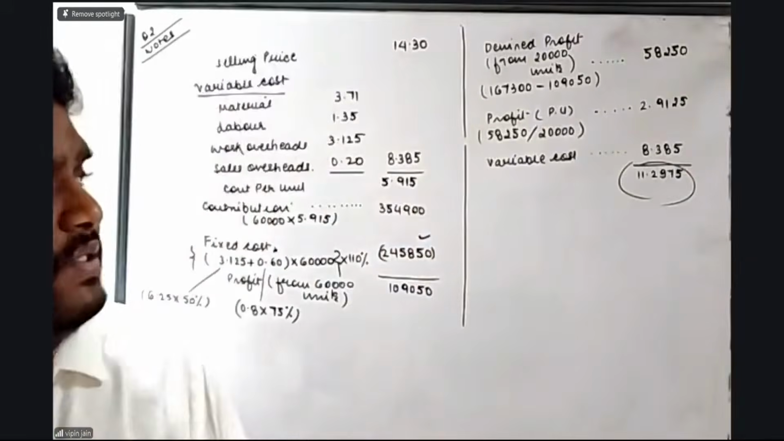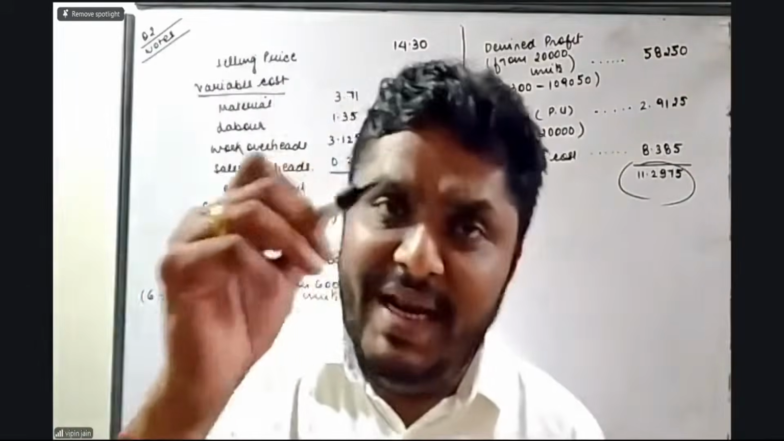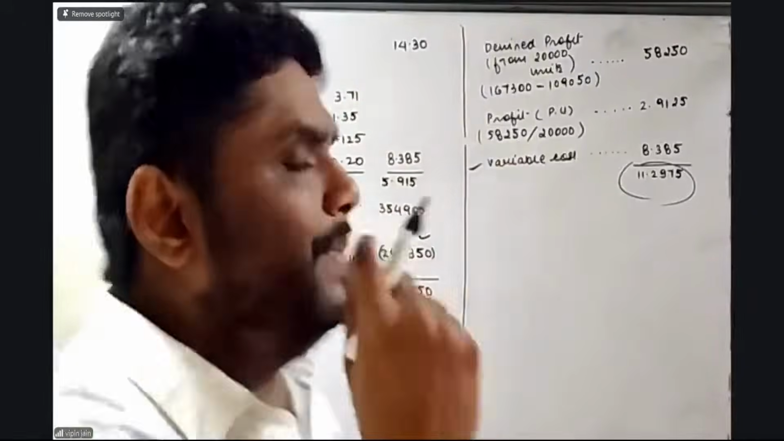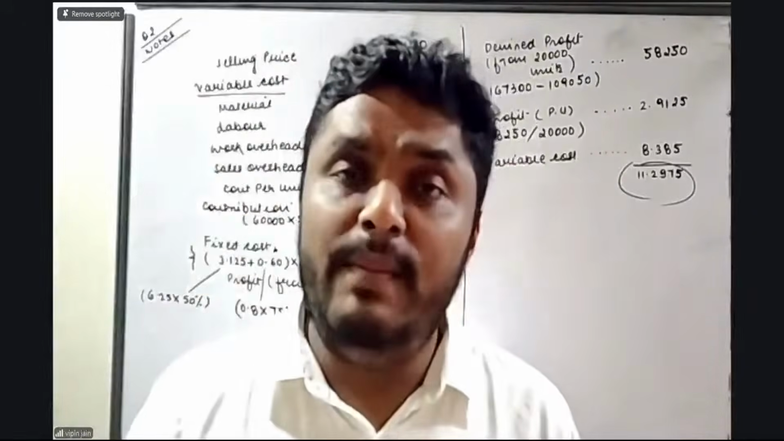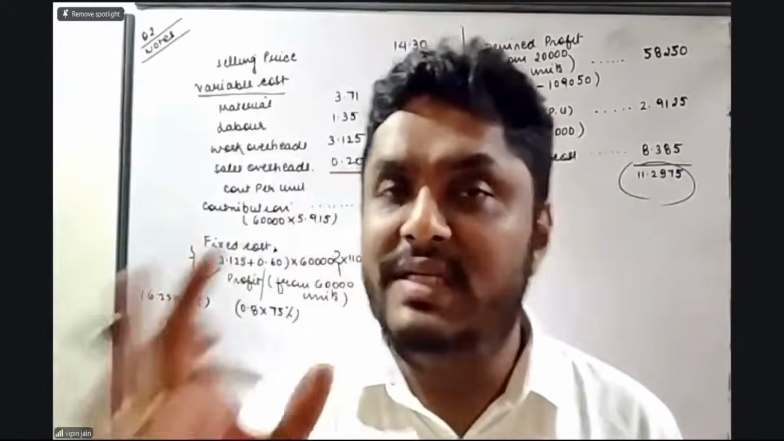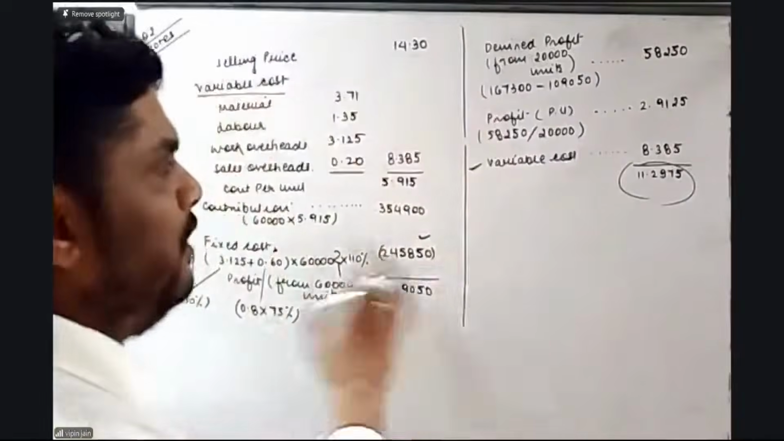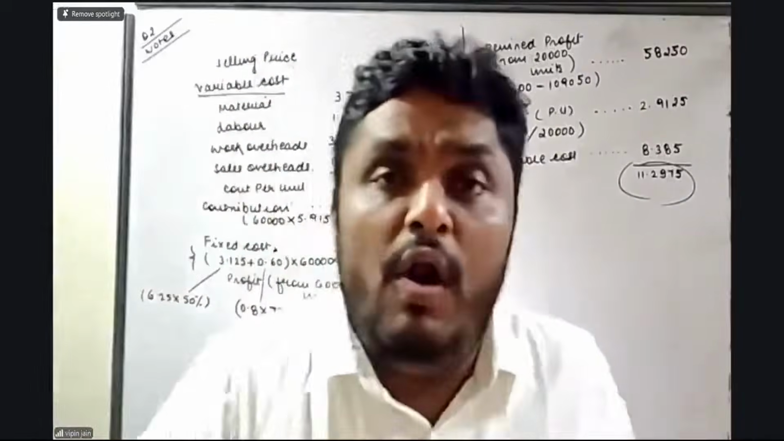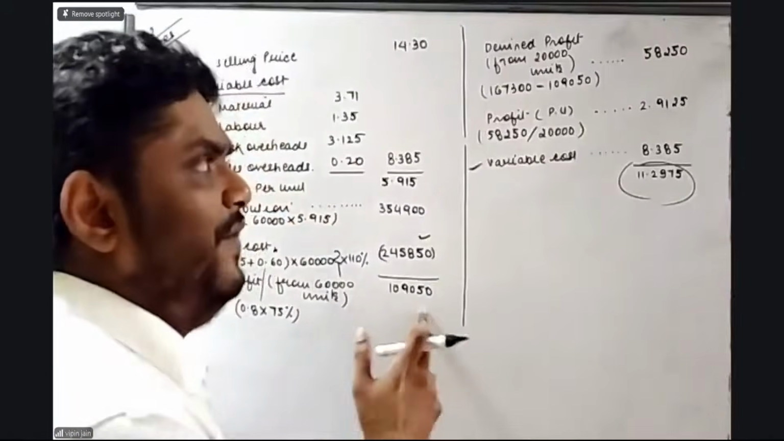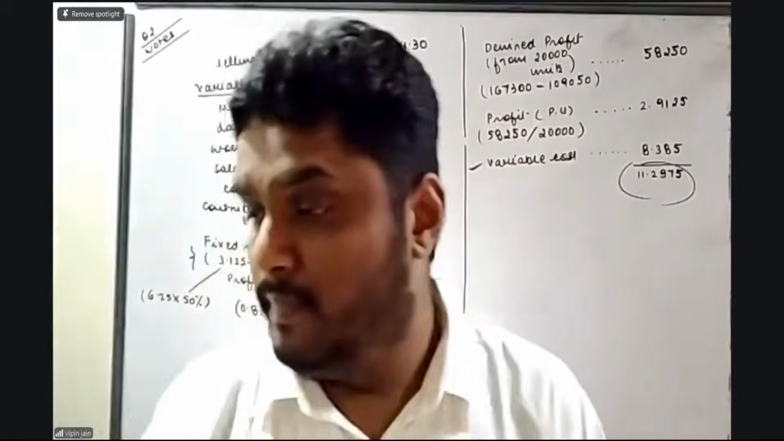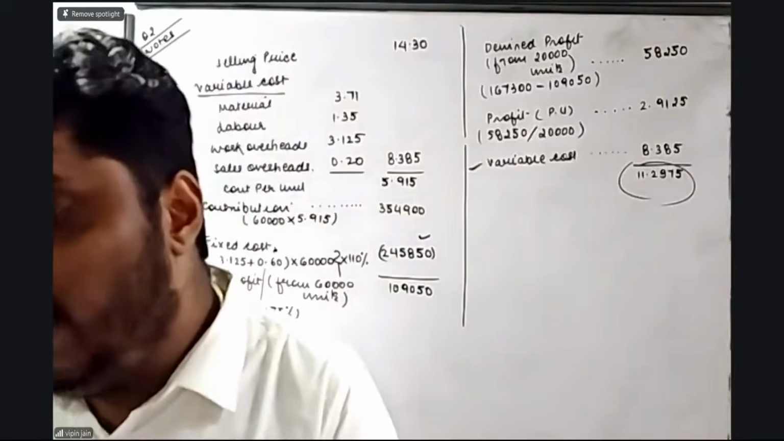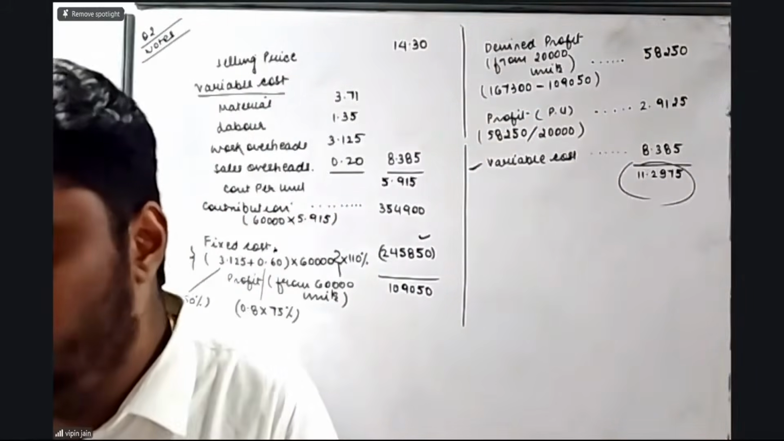I request you guys to copy the solution. Along with this, write your explanation of why I have taken only variable cost. Because while you are revising, you will not be able to recollect. So what you write, you will remember. For 60,000 pieces we have already recorded our fixed cost. It means the overall fixed cost is already covered in this profit of 109,050. I request you guys to copy the explanation, please.